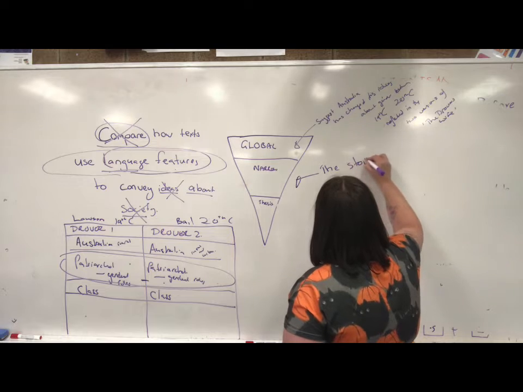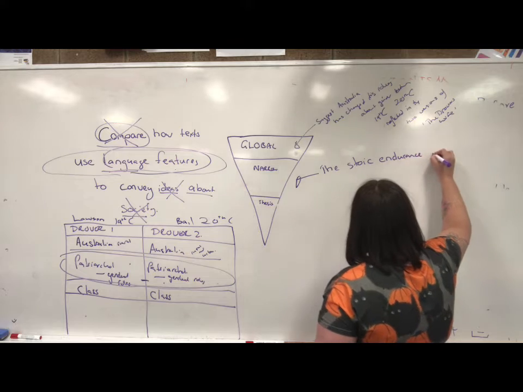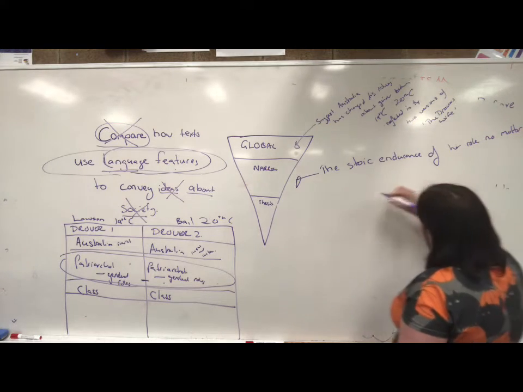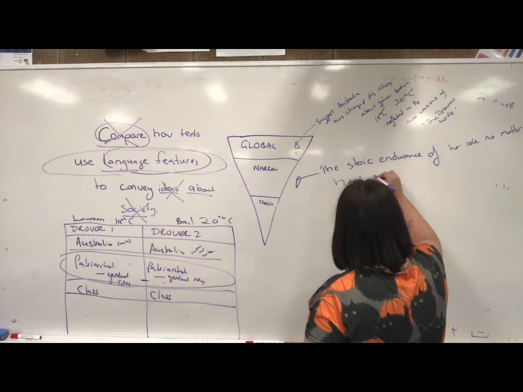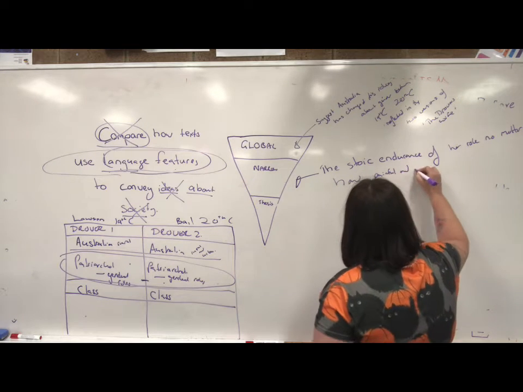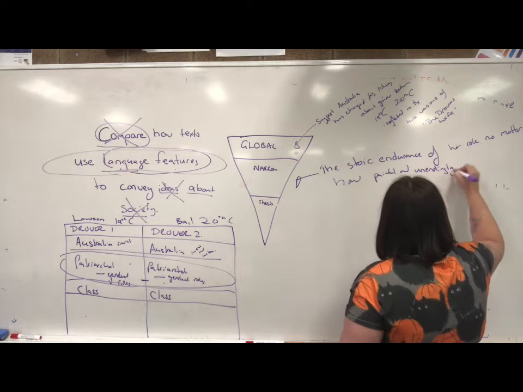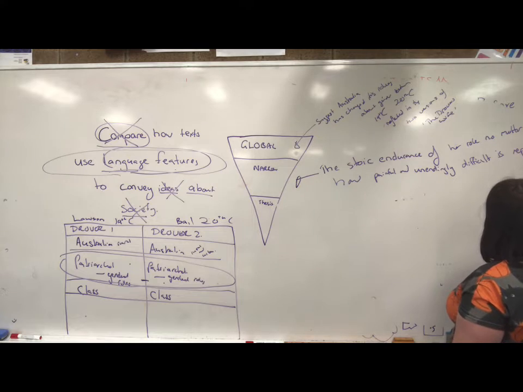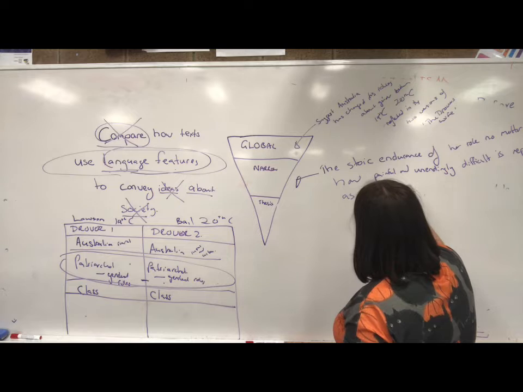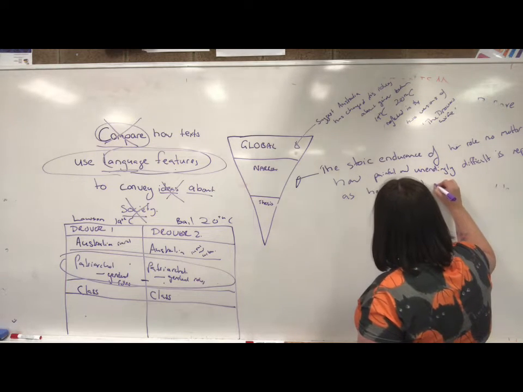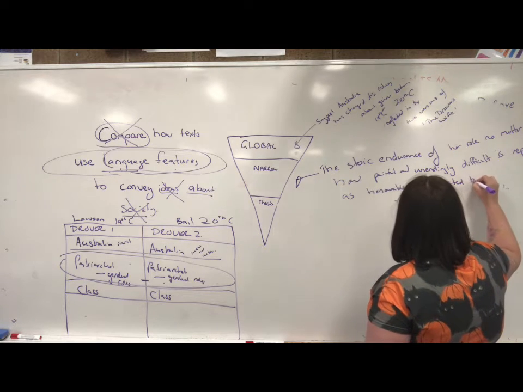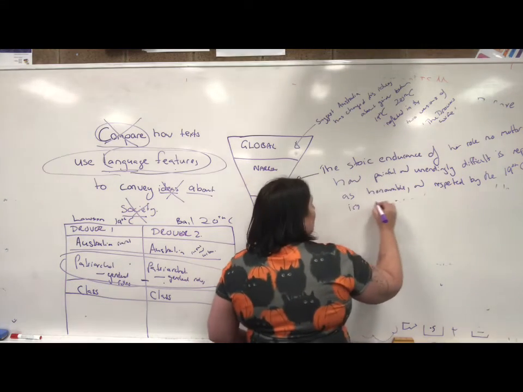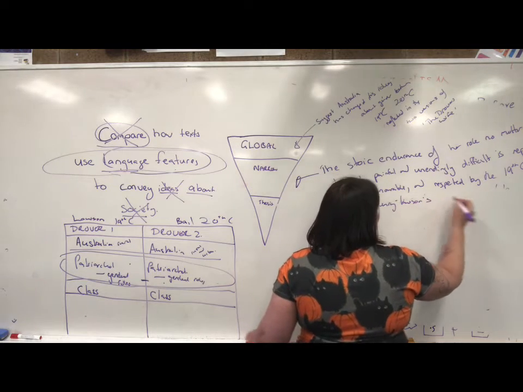So I might want to do something along the lines of the stoicism or the stoic endurance of her role, no matter how painful and unendingly difficult, represented as honourable and respected by the reader, or the 19th century reader, in Henry Lawson's version.